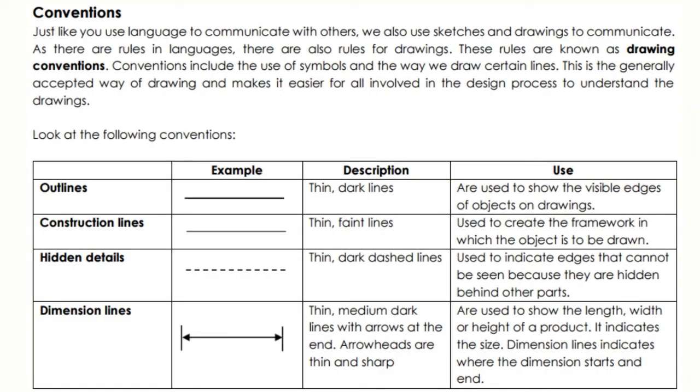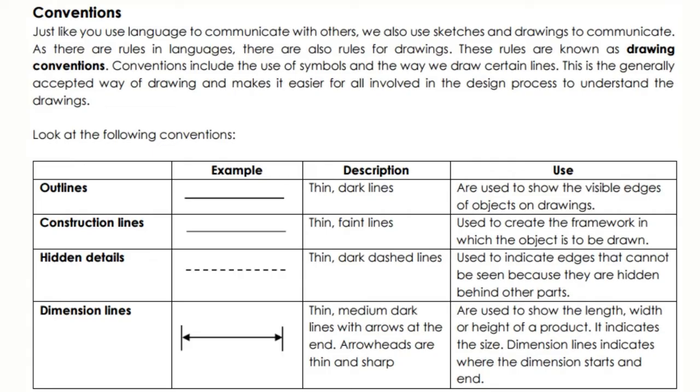Conventions. Just like you use language to communicate with others, we also use sketches and drawings to communicate. As there are rules in languages, there are also rules for drawings. These rules are known as drawing conventions. Conventions include the use of symbols and the way we draw certain lines. This is the generally accepted way of drawing and makes it easier for all involved in the design process to understand the drawings. Look at the following conventions.